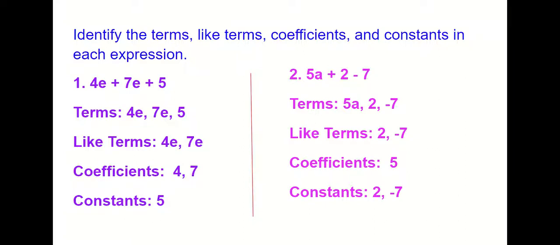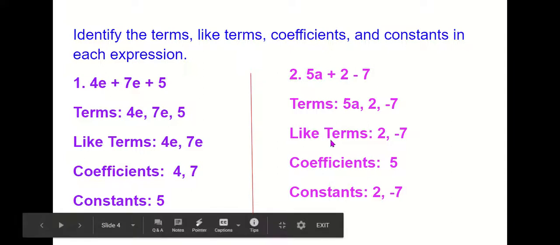Number 2, 5a plus 2 minus 7. The terms are separated by operations, so it would be 5a, 2, and negative 7. The like terms are 2 and negative 7. The coefficient would be 5, because that has a variable. Here, 5a, the coefficient would be 5, the number that's in front of it. And the constants are just our regular numbers, which are 2 and negative 7.